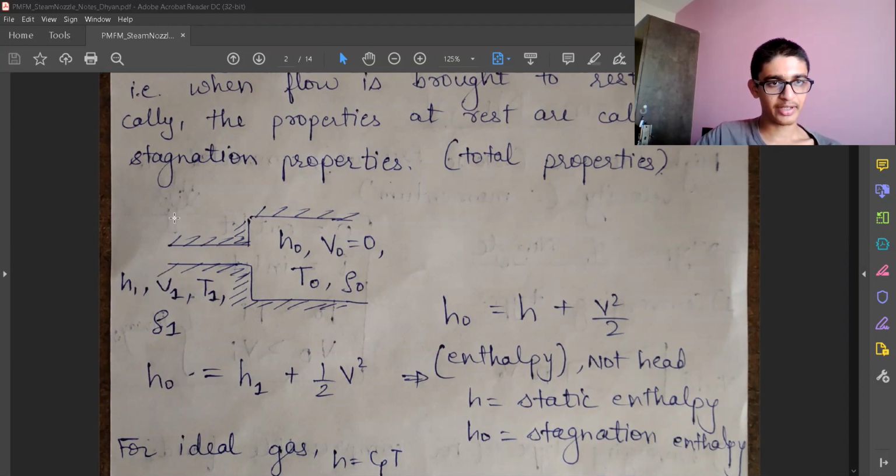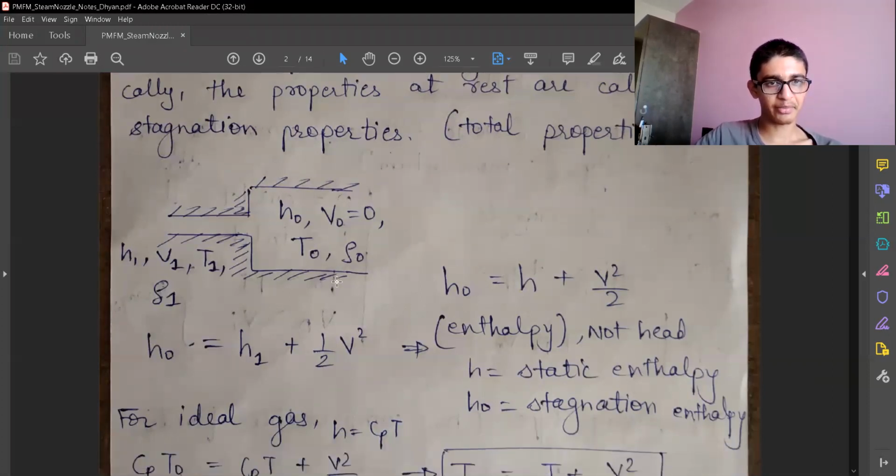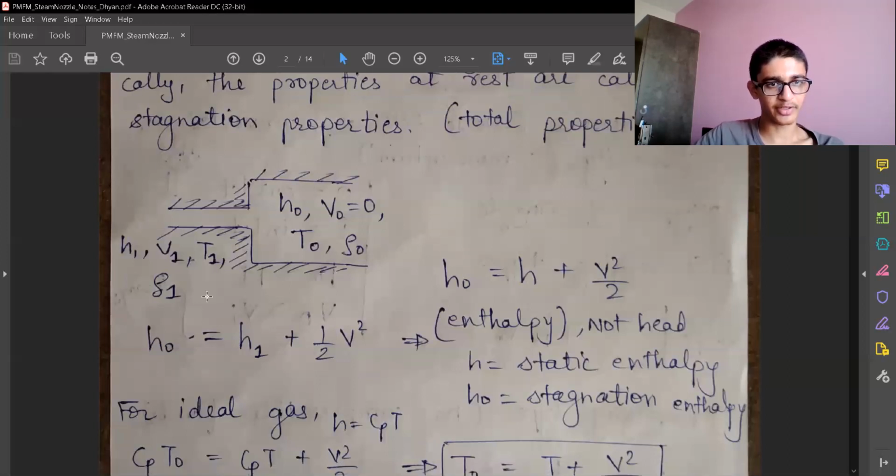So let's say we have at cross section 1 the properties H1, V1, T1, which are enthalpy, velocity, and temperature, and density rho 1. And at the outlet, we have enthalpy, temperature, and density, and the velocity is zero. That is the requirement for defining stagnation properties.